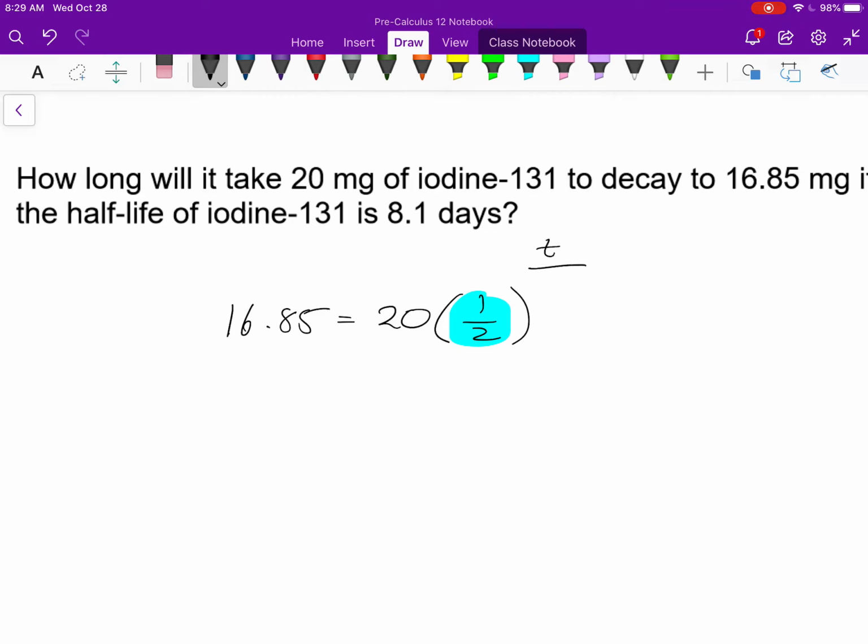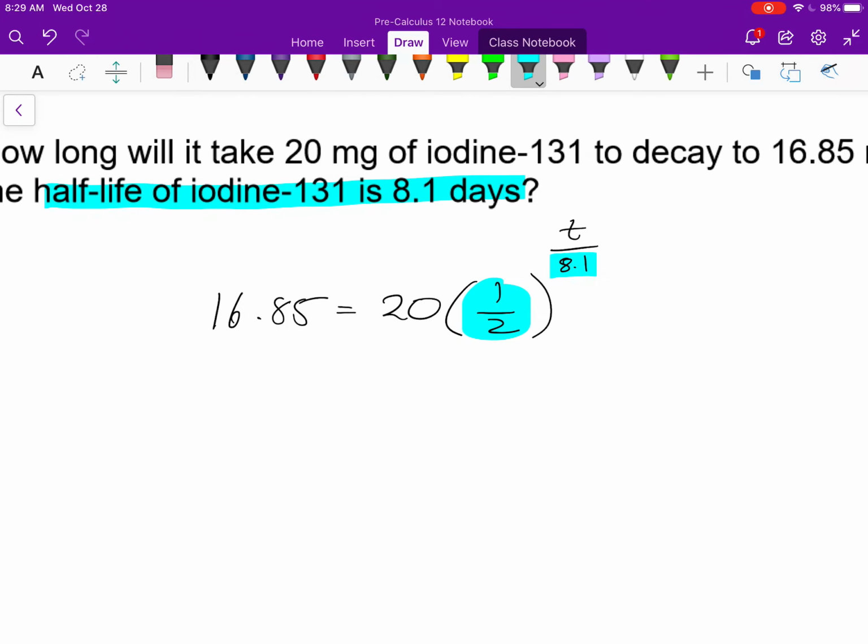But if I just leave it as t, that would be correct if the half-life of iodine 131 was every day. If every single day it lost half its mass, but it's not every day, it's every 8.1 days. And so again, everything you see highlighted in blue is connected to one another. And now again, I want to solve for t.